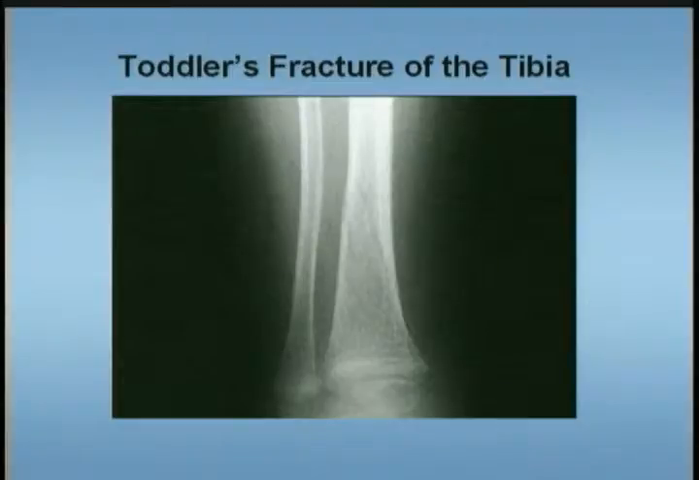The next picture shows you a pretty typical toddler's fracture. This one happens to be on the tibia, and this is very often the way fractures look in children, without a lot of displacement and simply a little line of a fracture there.